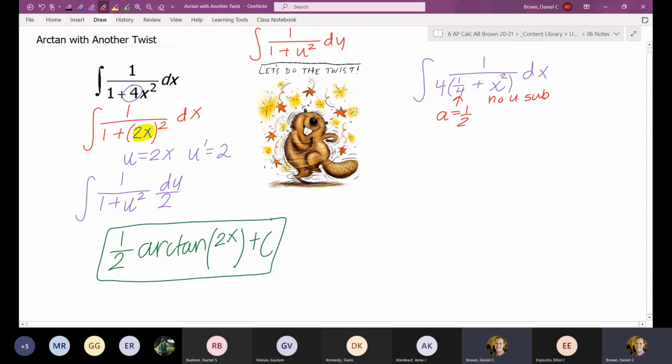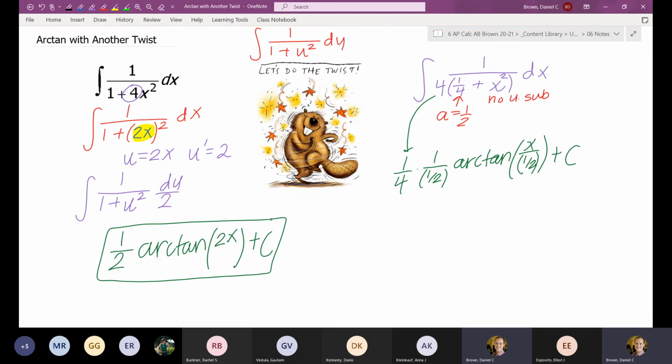So when I go to integrate it, I have this 4 in the denominator that I can't forget about. That would just be a 1/4. There is an a value now. This is arctangent. So I would have times 1 over a. Arctangent of, no u sub, so x over a, plus c.